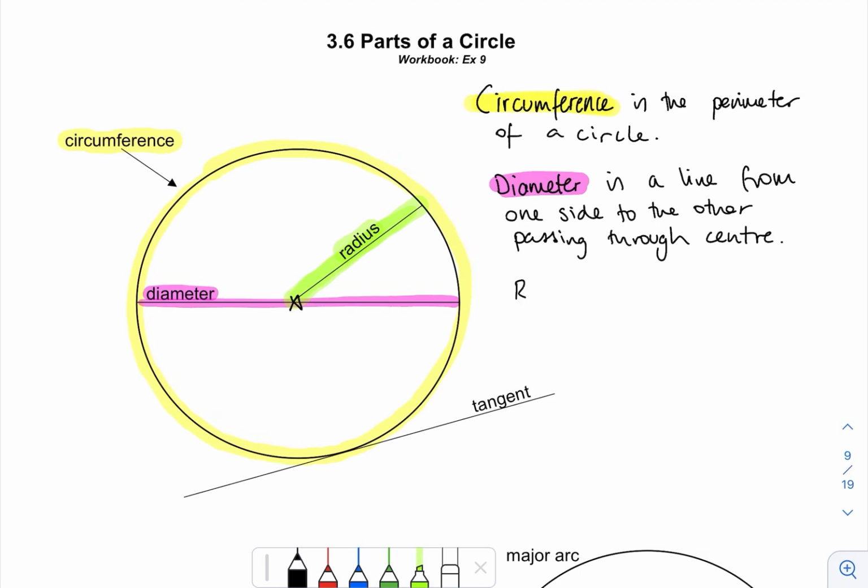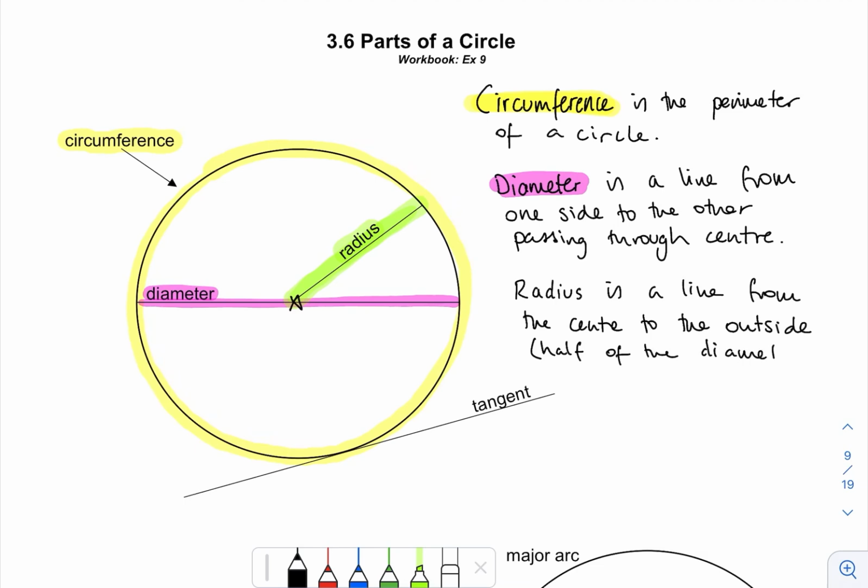Now, the radius is a line from the center to the outside, to the actual circle itself, basically, okay? And note that it is half of the diameter. Now the plural is radii, but radiuses we'll say for now, as in that's a radius, that's a radius, that's a radius, they're all radiuses, okay? So just note that radius is half the diameter, or you can also think about it as the diameter is twice the radius.